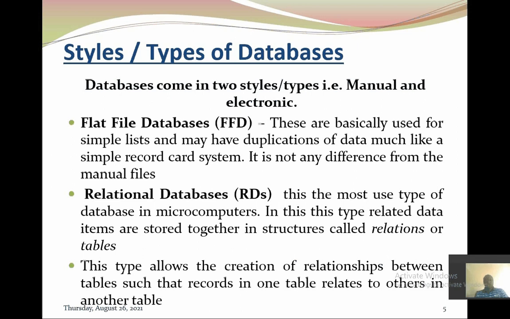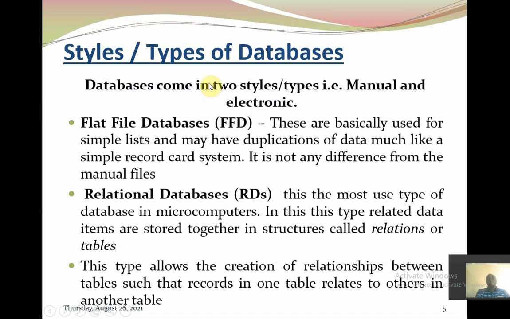Databases come in two styles or types. We have the manual and the electronic. In this case, we want to see this first example of the flat file database, and then the relational database. The flat file, in brackets I've said FFD, these are basically used for simple lists and may have duplications of data, much like a simple record card system. It is not any different from the manual files.